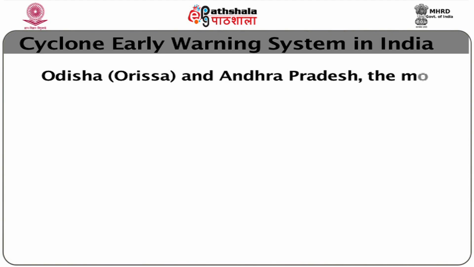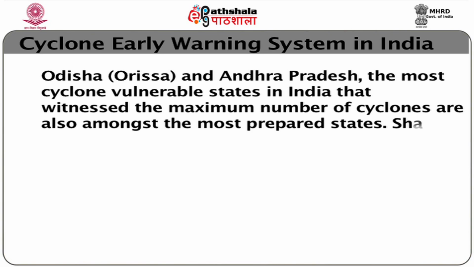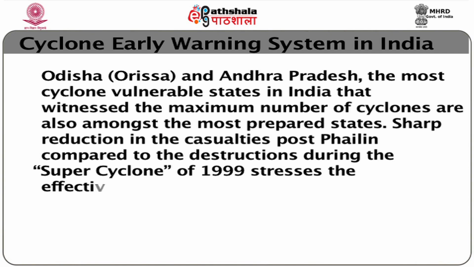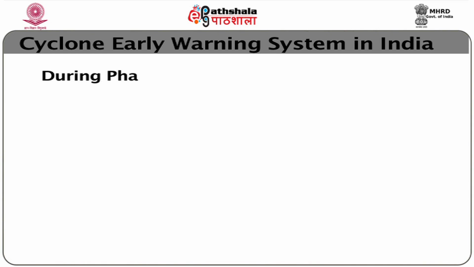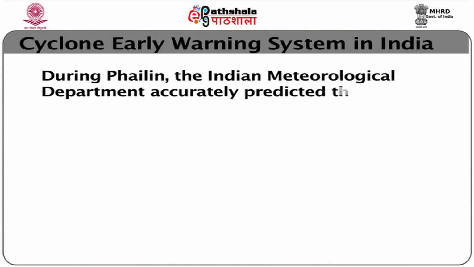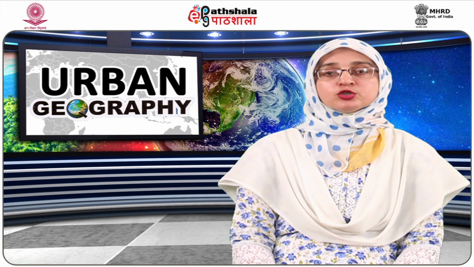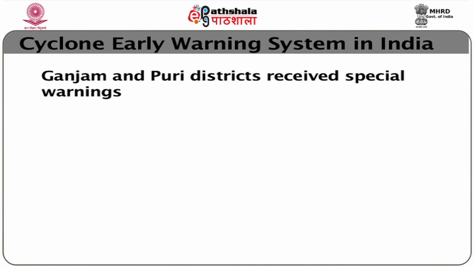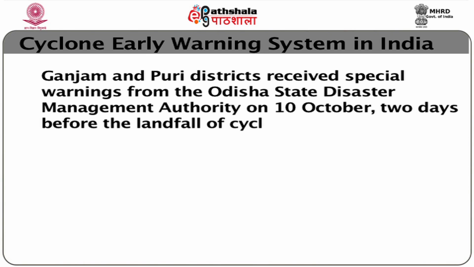Odisha, that is Orissa, and Andhra Pradesh, the most cyclone vulnerable states in India that witness the maximum number of cyclones, are also amongst the most prepared states. Sharp reduction in the casualties post-Phailin compared to the destruction during the super cyclone of 1999 stresses the effectiveness of the early warning system. During Phailin, the Indian Meteorological Department accurately predicted the wind velocity, which contributed to better forecast and effective warning communication. This early warning enabled coastal villages to be evacuated in Puri and Ganjam district of Odisha. Ganjam and Puri districts received special warnings from the Odisha State Disaster Management Authority on 10th October, 2 days before the landfall of the cyclone.